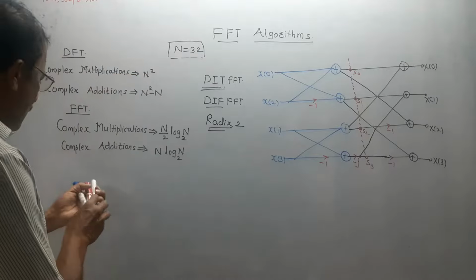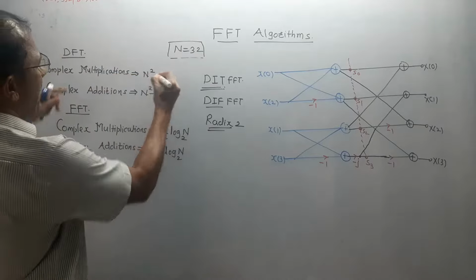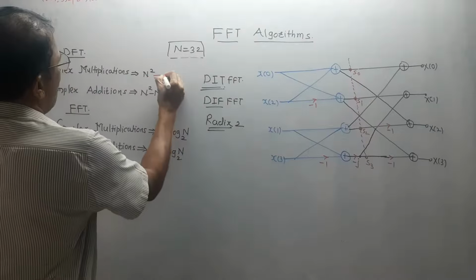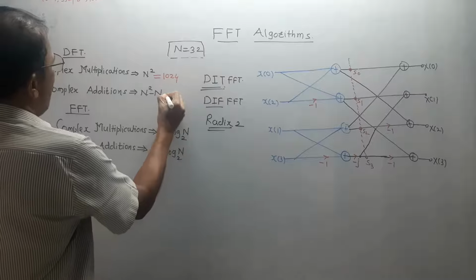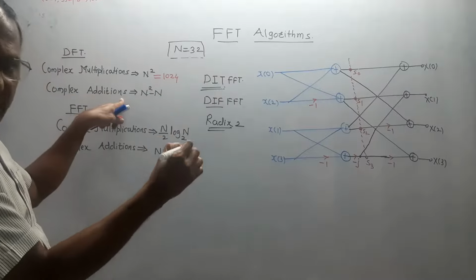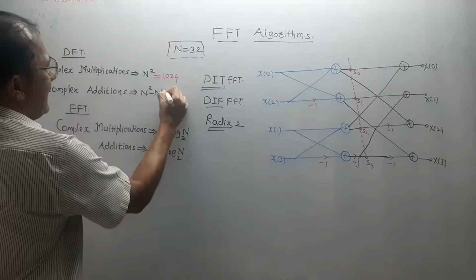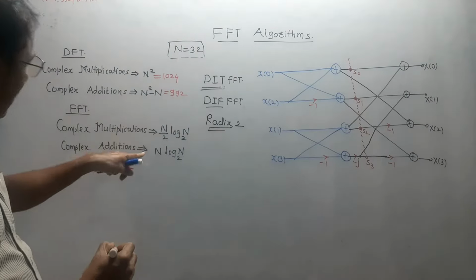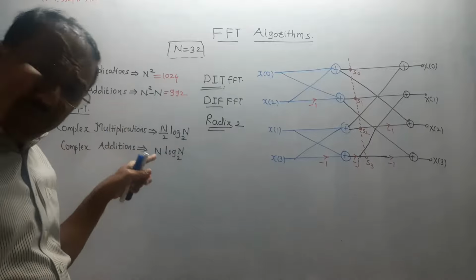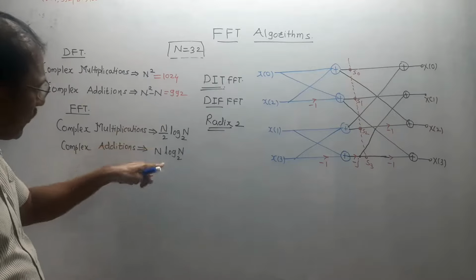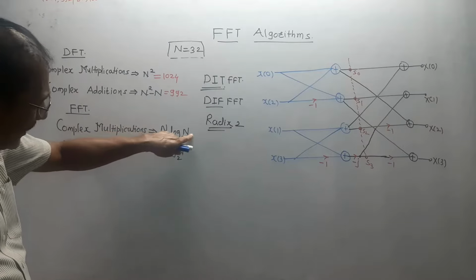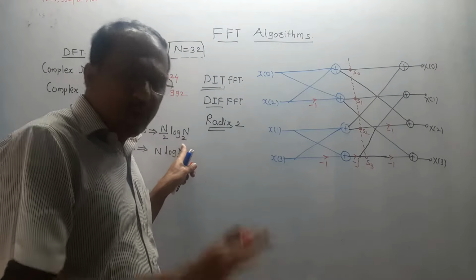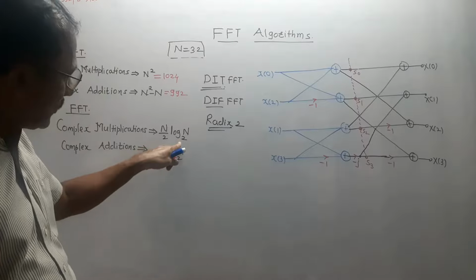So the answer of the first part, that is complex multiplication for DFT, if you are not using FFT, using DFT, will be 1024. And complex additions required for DFT is 992. Simply you have to put the values and solve it on the calculator. On the contrary, if you are using the FFT algorithm, then these are the formulae: n by 2 log n to the base 2. Do remember, the base of this log is 2, it is not 10. So log n to the base 2.